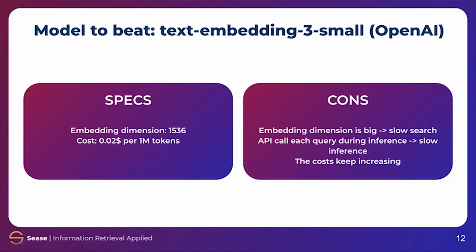The API call is done every time at inference, and the company asked me specifically to use a local model, so that I can put it on a machine and run it locally without the help of an API, in this case the OpenAI API call. And the costs, at large scale, keep increasing: it's 2 cents for 1 million tokens.